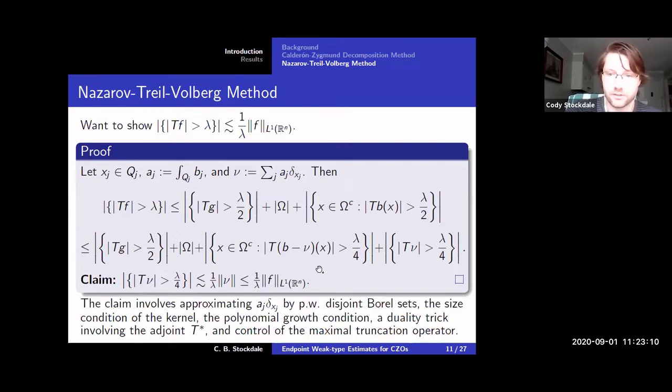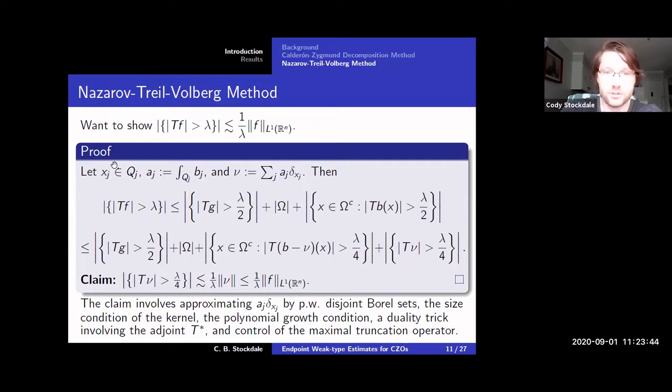Just to say about some things that are involved in that proof, you have to again approximate each of these terms with these Dirac masses by some pairwise disjoint Borel sets. And then you're going to continue the estimate using the size condition of the kernel, the first property of the two properties of the kernel at the beginning. Then you'll use the polynomial growth condition of the measure, and you'll have to pass to the adjoint and use some Cotlar lemma for a maximal truncation operator. But that's all just kind of technical stuff that I don't feel like talking about now for the sake of time.